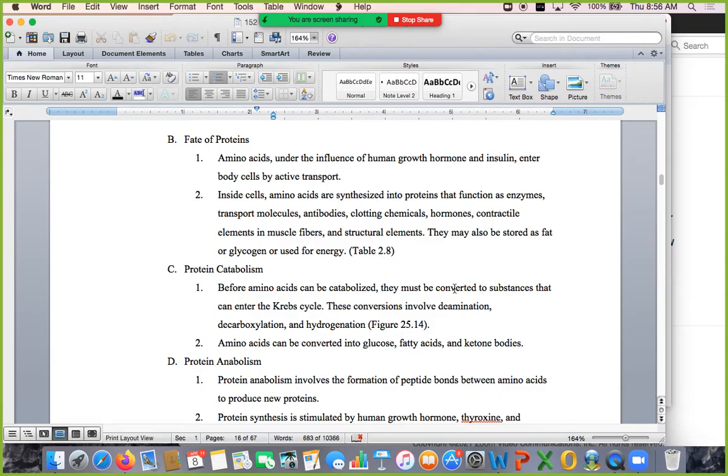So that's not the general fate of proteins. Usually the proteins are going to be broken down into amino acids and then used to reconstruct more proteins. So usually we're going to break down proteins into the very smallest building blocks, or small Legos, and use them to make larger protein chains.